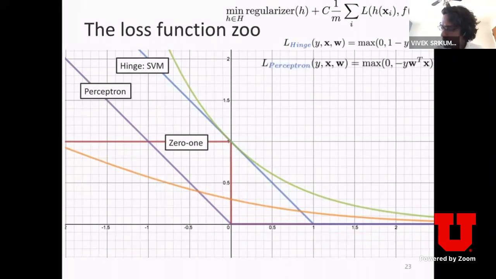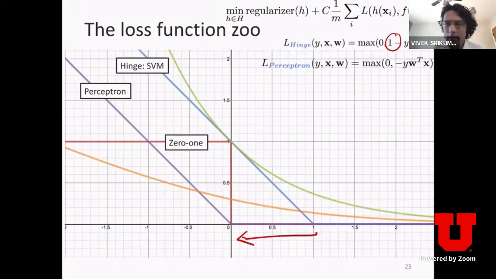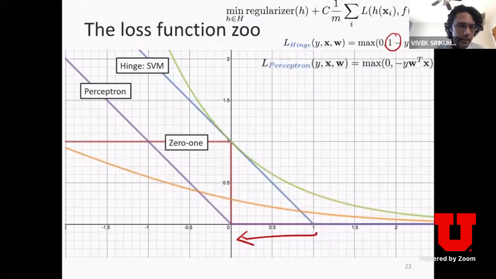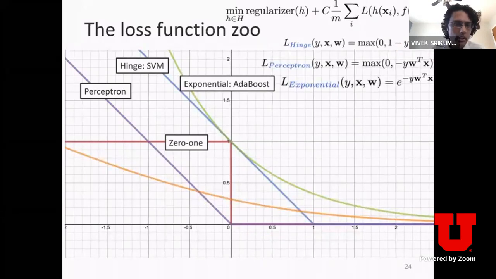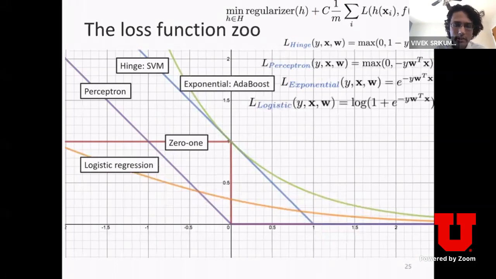The perceptron loss is essentially identical to the hinge loss, except the whole thing is shifted to the origin. So that's why you don't have the 1 there. And then there is another function. There's the exponential loss. The exponential loss is what the AdaBoost algorithm minimizes. And then the logistic regression classifier minimizes the log loss. These are just different surrogates for the 0-1 loss, because the 0-1 loss is intractable.